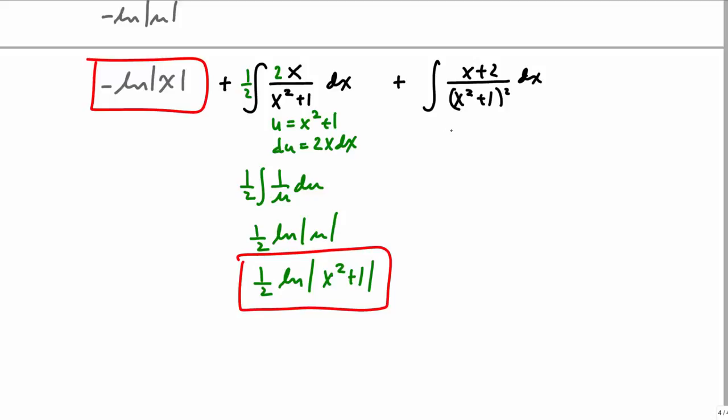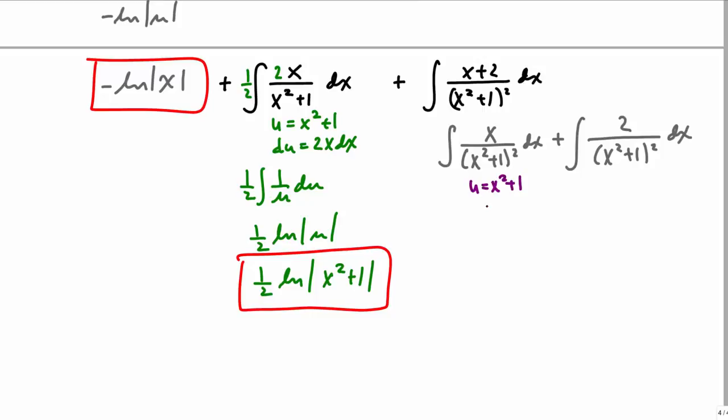So what I'm going to do is rewrite this into two separate fractions. I'm going to have x over x squared plus 1 quantity squared dx plus 2 over x squared plus 1 quantity squared dx. And again, it's just a strategy to try. It's called separating the numerator. You can always separate the numerator. You can never separate the denominator.